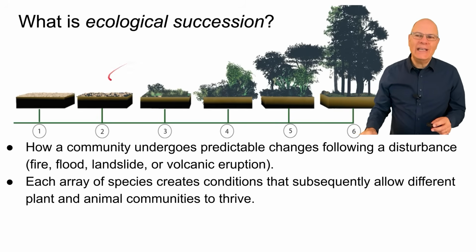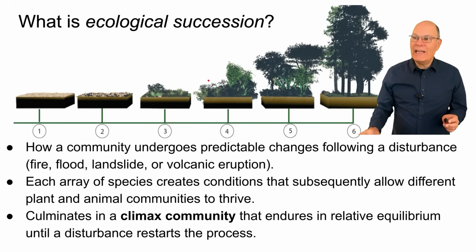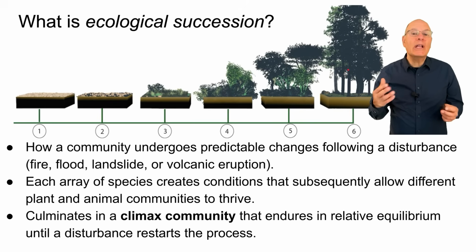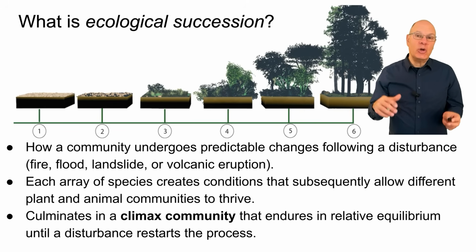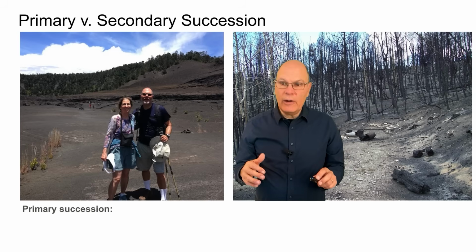So as the community ages, the plant and animal community here is going to be different over time, and it culminates in a climax community that will endure in relative equilibrium until a disturbance restarts the process. Succession is classified as being either primary or secondary.